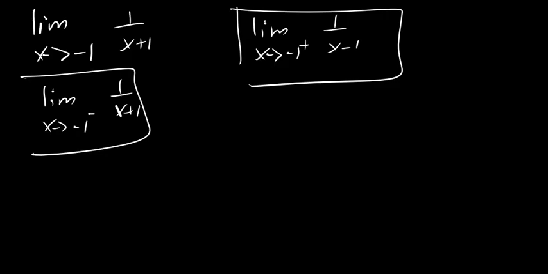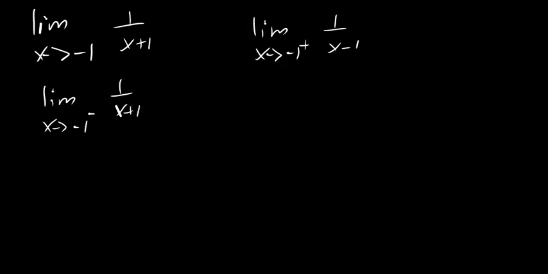Simple. Now let's get the number that is closer to negative 1 but not negative 1. Now look at this. Do you think negative 0.99 is closer to negative 1 from the left side? Not so.